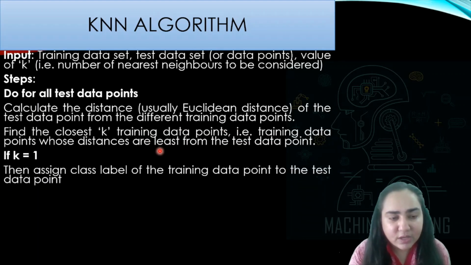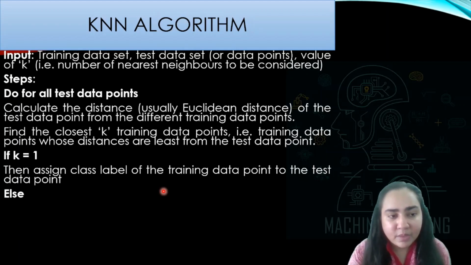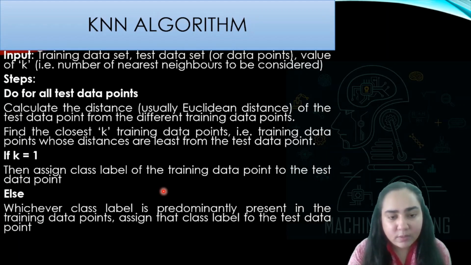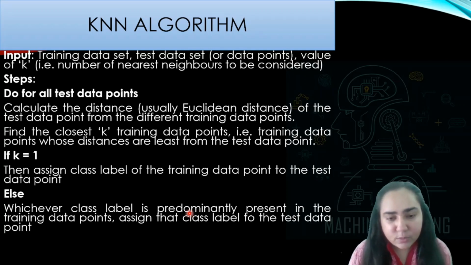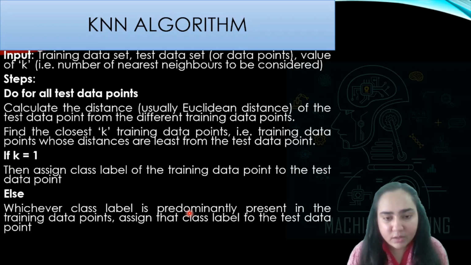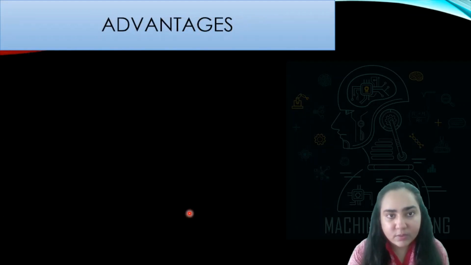And if k is equal to 1, then you will assign the class label of the training data point to the test point because you don't have a lot of neighbors to compare to. You just have one closest neighbor. So you just have to give the label of that neighbor to your test data point. But if your k is greater than 1, then whichever class label is predominantly present, which means whichever class label has a majority among all the class labels of the neighbors, you should assign that to your test data point. And that's all. That's what the algorithm looks like.